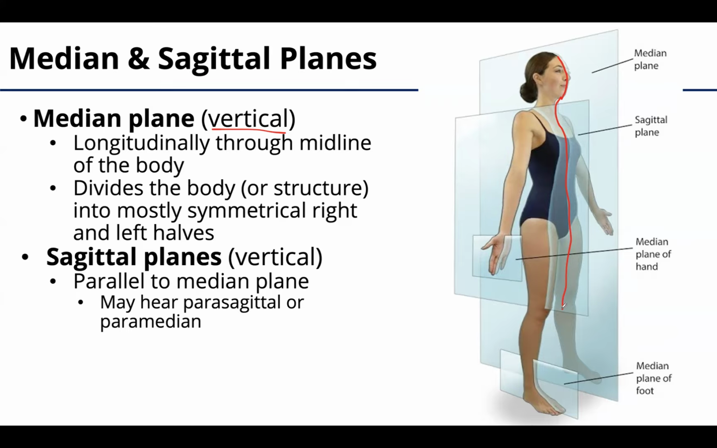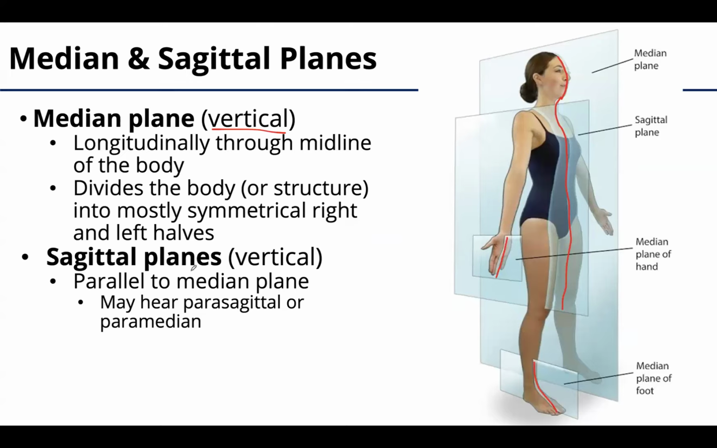Sometimes you see descriptions of median planes of certain structures, which in essence divides that structure, let's say of the hand or of the foot, into right and left halves. But the, with the capital THE median plane, is the one that's running through the midline of the body. So through the head, through the neck, and through the thorax or the trunk.